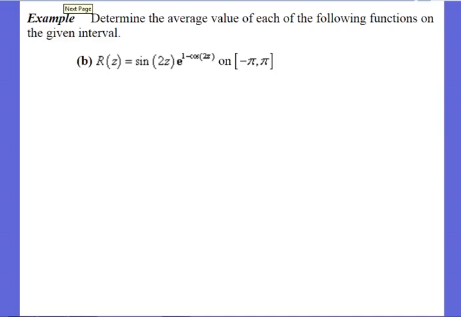Let's try another one. It says determine the average value. Again, there's that word. Determine the average value of each of the following functions on the given interval. My function is r of z equals sine of 2z times e to the 1 minus cosine of 2z. Does it look easy? No.